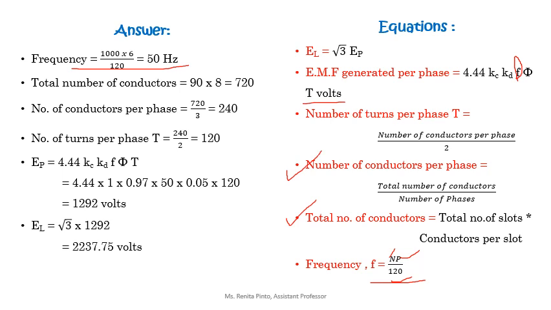So total number of conductors was found out, number of phases is already given in the problem, that is 3. Once you find out this, you can then go to number of turns per phase, that is number of conductors per phase by 2. Substitute that, find out the number of turns per phase T. Once you find the frequency, you can directly substitute in the EMF equation, find E phase, and then substitute in the line EMF to get EL. So this is how you solve your question.